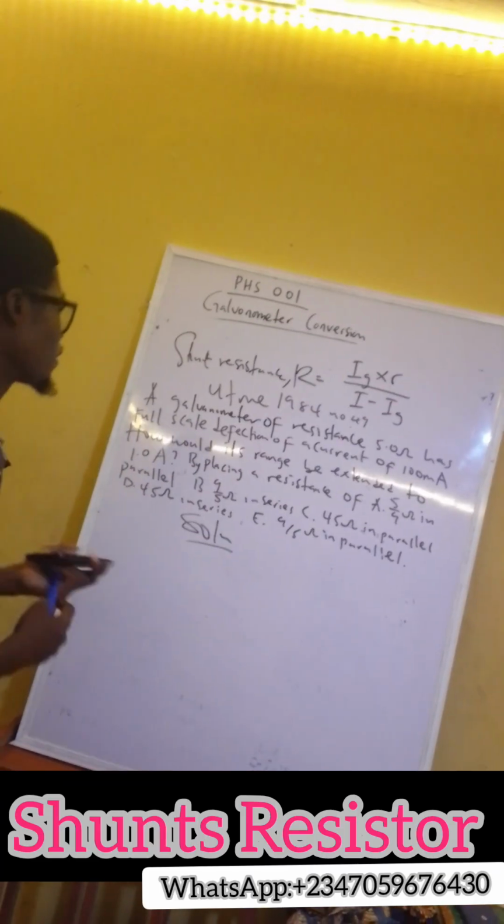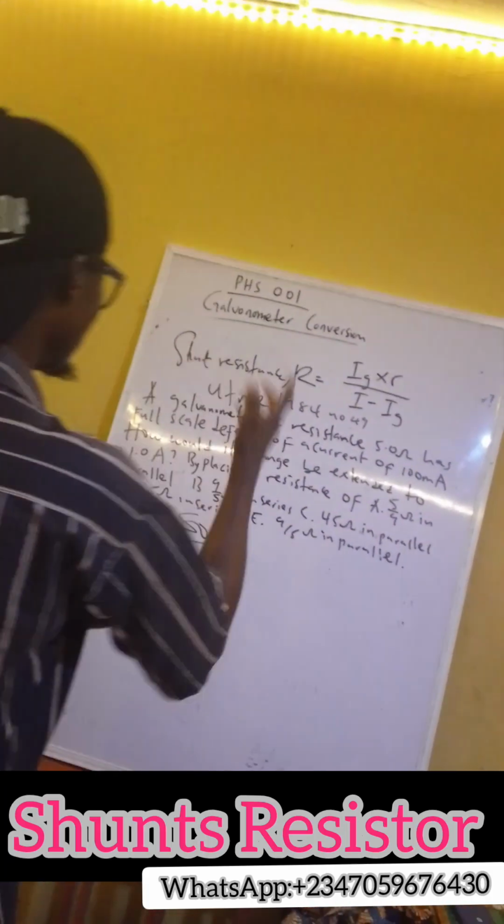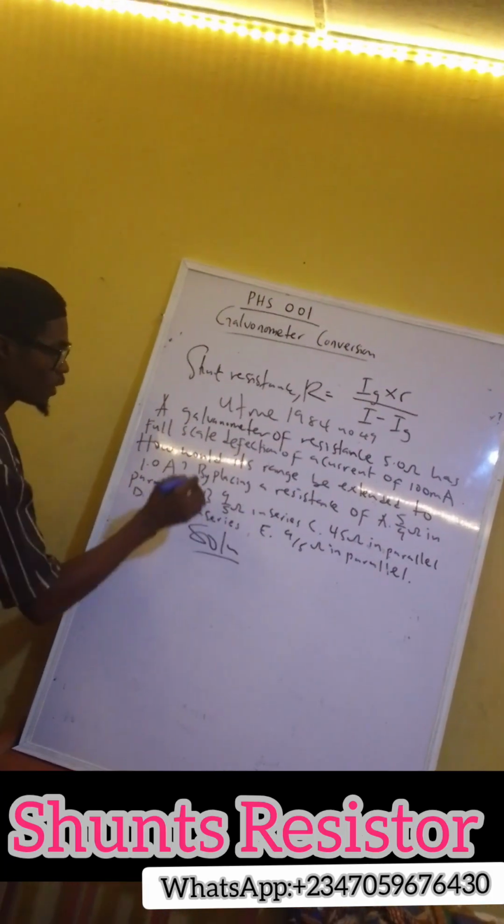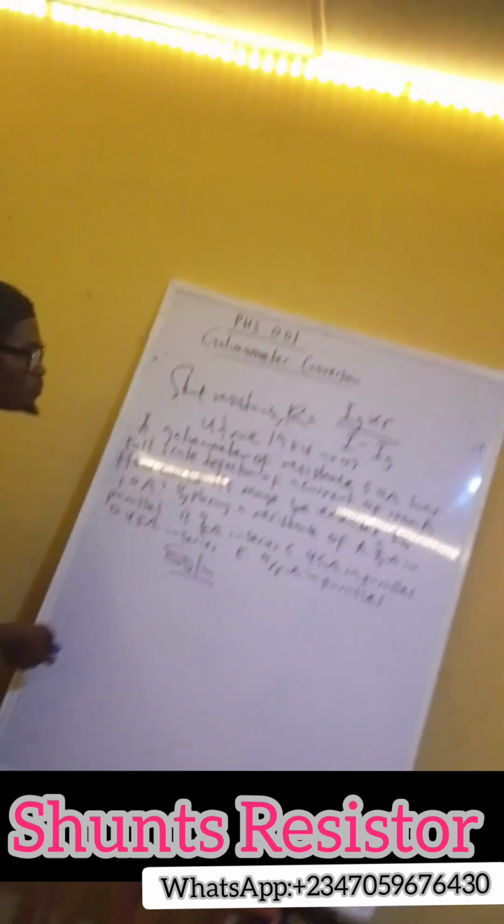So now from this question, I decided the galvanometer has a resistance of 5.0. So the galvanometer resistance is given by what?